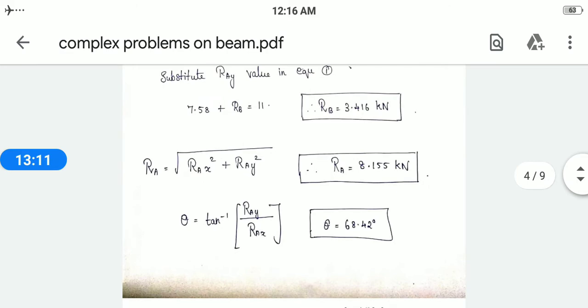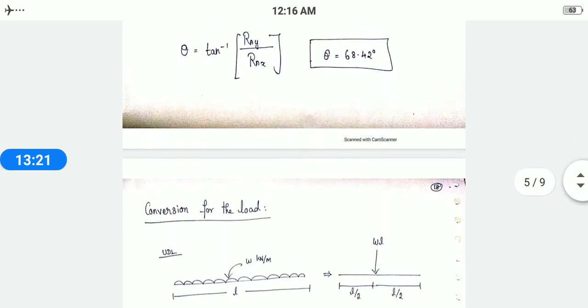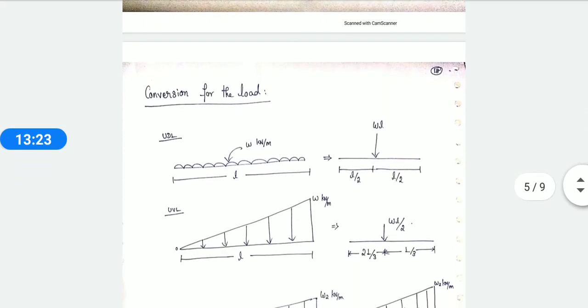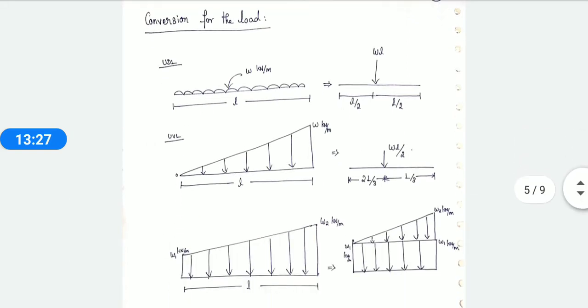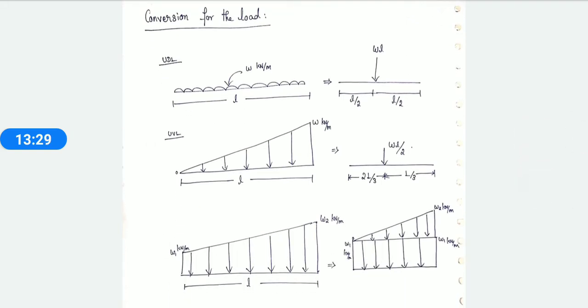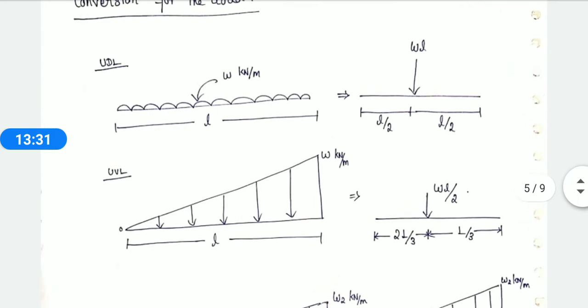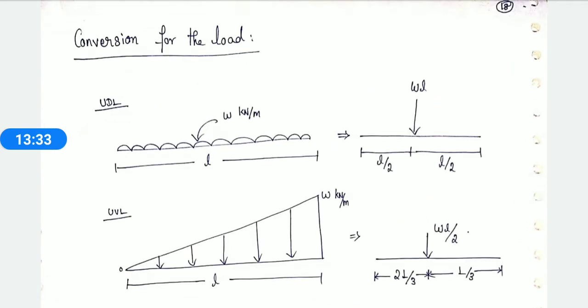I hope now everyone will be familiar with doing your reactions: horizontal summation, vertical summation and moment summation. The only difficulty you will face is converting complex problems into your simple free body diagram. I'll give you one more clue to convert it. This is like a general reminder for you.